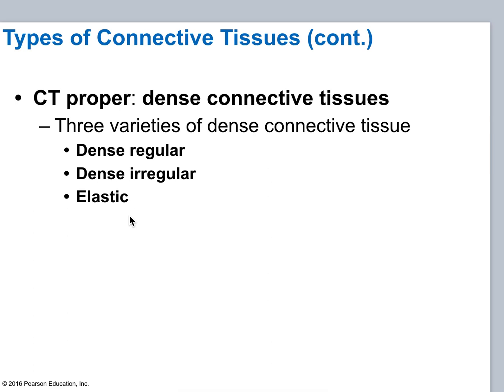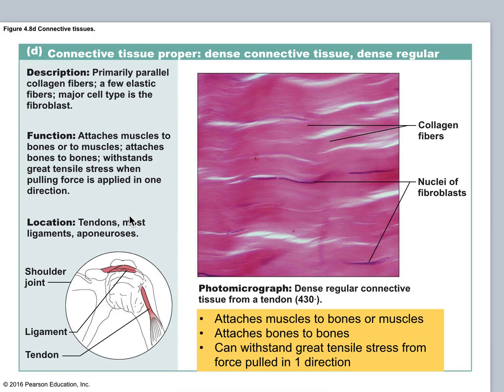Next we'll move to dense connective tissue. There are three varieties of dense connective tissue: dense regular, dense irregular, and elastic. Here's a slide of dense regular connective tissue. Notice that the pattern is very uniform. It's not haphazard. The lines are roughly going in the same direction, kind of east to west or left to right orientation here.